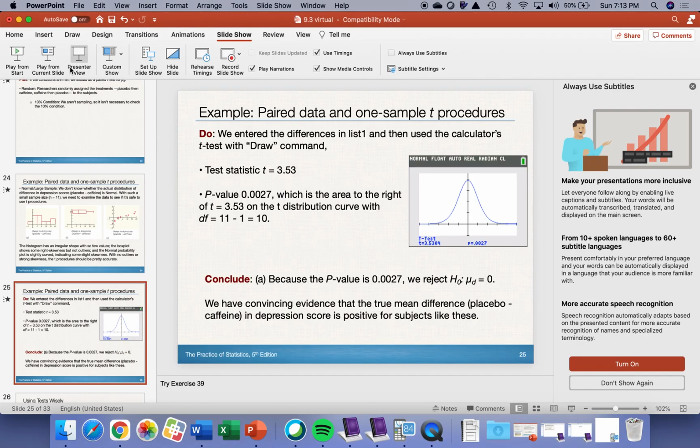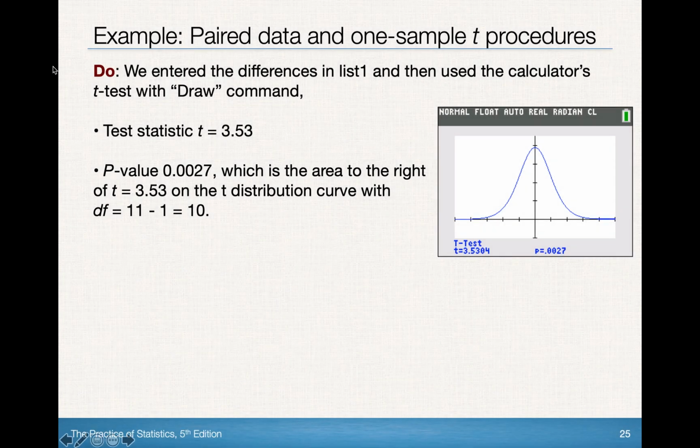Your book loves doing things by hand. You definitely don't have to do it by hand. You're going to utilize the use of a calculator. So your test statistic and your p-value here.